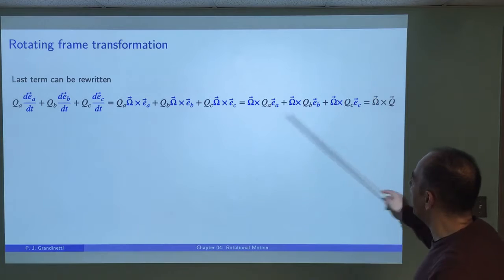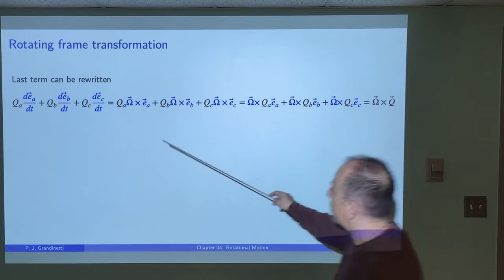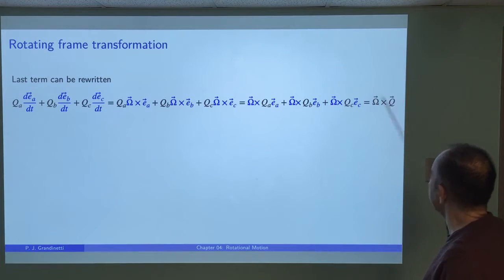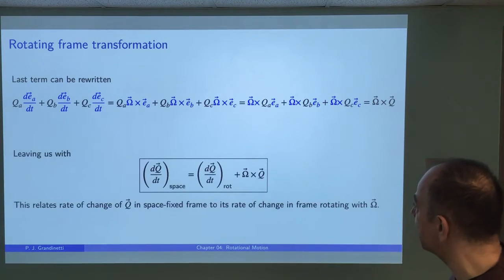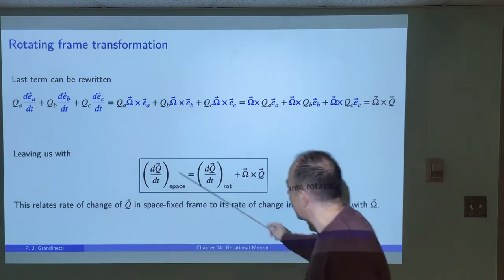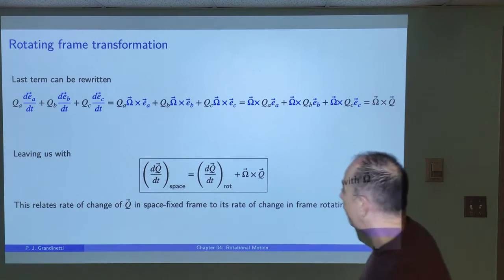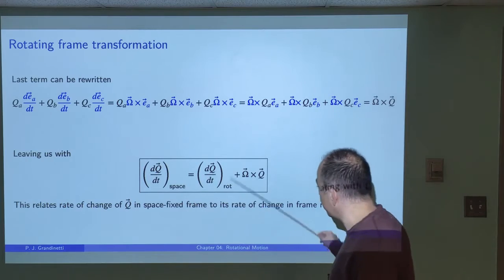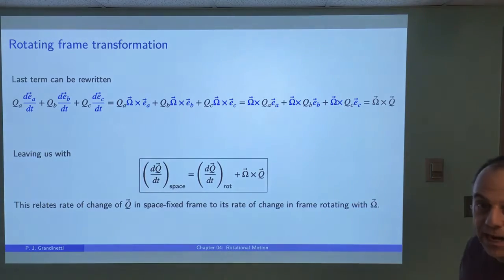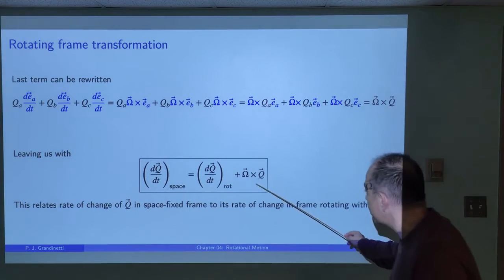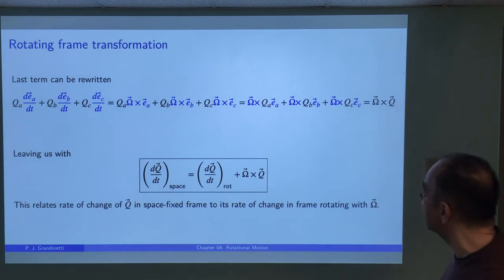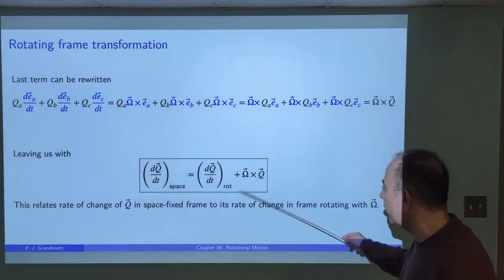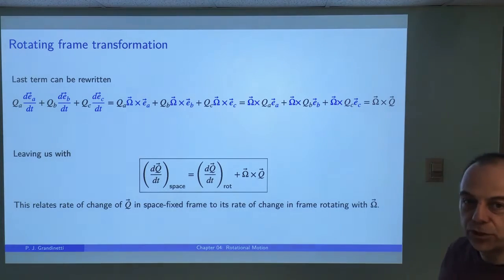So I can write down that the time derivative of this part of the expression is just going to be omega cross Q, which means I get back to my expression: the rate of change of the vector in the space fixed frame is equal to the rate of change in the rotating non-inertial frame, plus we have to add in this extra term here to take into account the time dependence of the unit vectors. So this is how we're going to relate the change between the two frames.